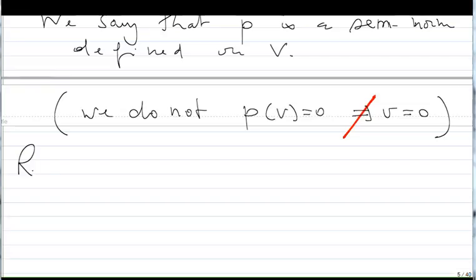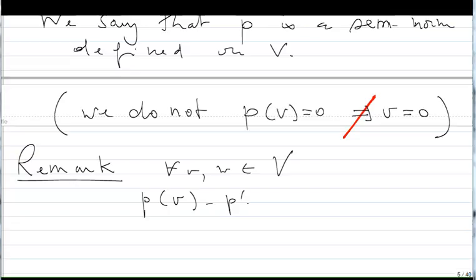Great. So once we have this, it's very easy. Remark: using the properties of P, we have for any v and w in V, it's very easy from the triangle inequality, like we did for the norm, that the absolute value of P(v) minus P(w) is less than or equal to P(v - w).